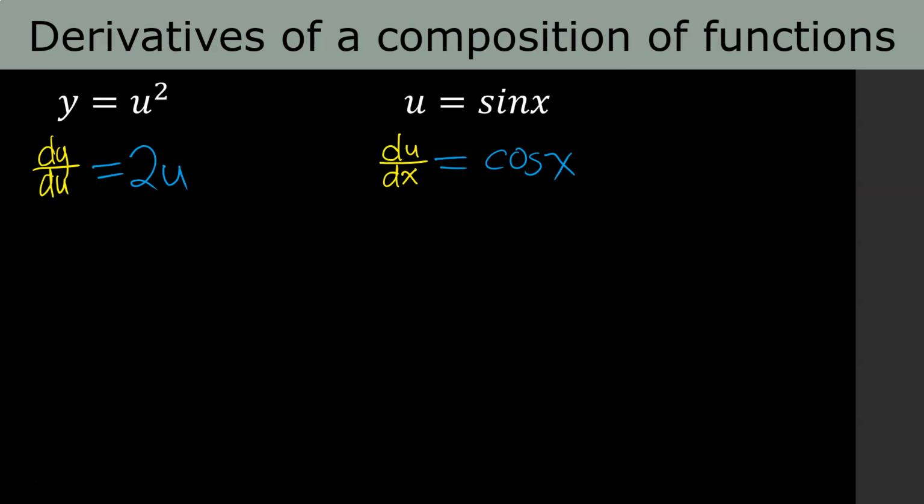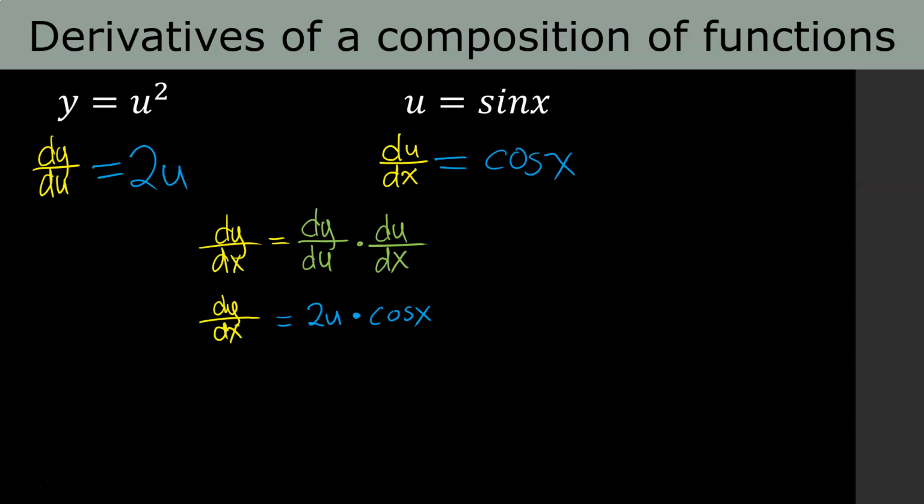We're really looking for dy over dx. Maybe we can think of that as a tiny change in y over a tiny change in x, an instantaneous rate of change, maybe the slope of a tangent line, dy over dx. How do we get that? dy over du multiplied by du over dx.